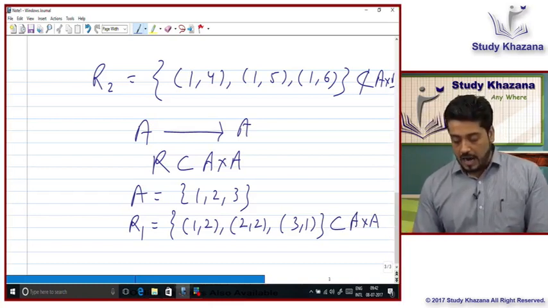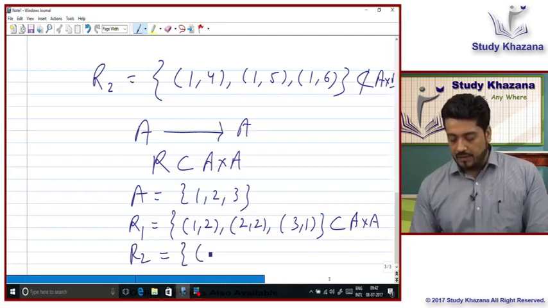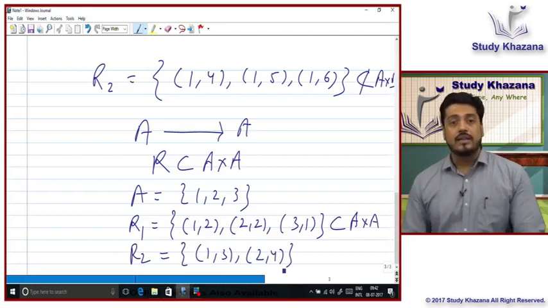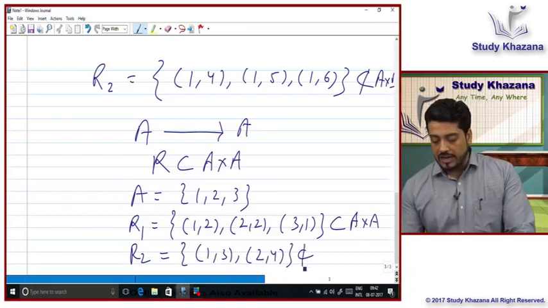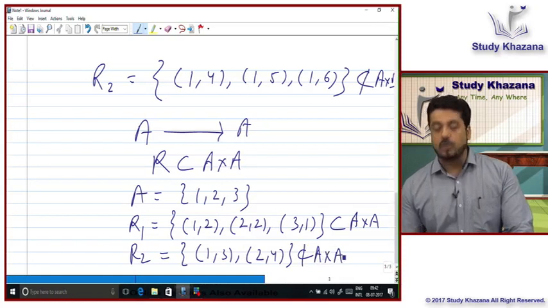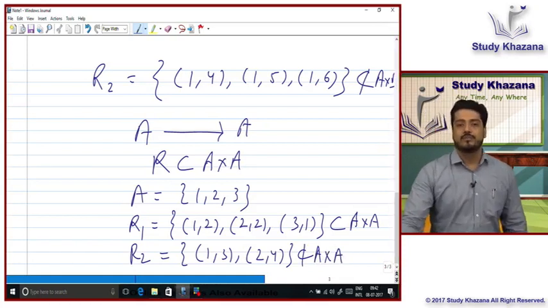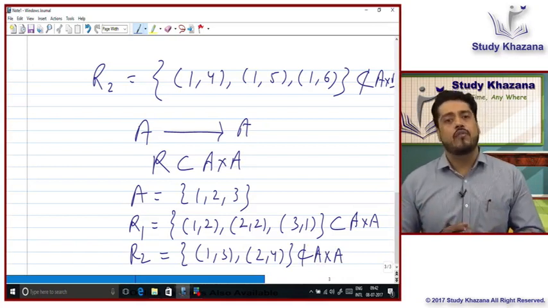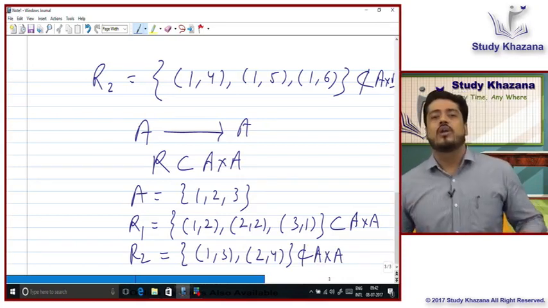But if I take R2 equal to, say, {(1, 3), (2, 4)}, then this is not a relation. Why? Because again we go beyond A cross A. That is not allowed in a relation. Okay, so this was the preliminary definition of a relation from one set to another set.